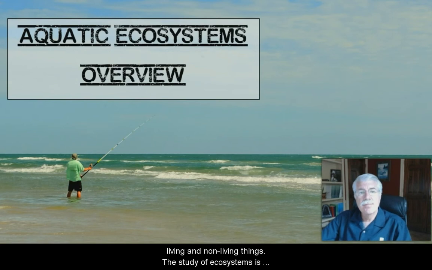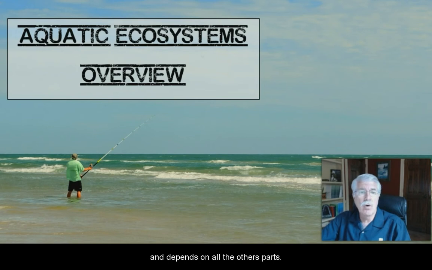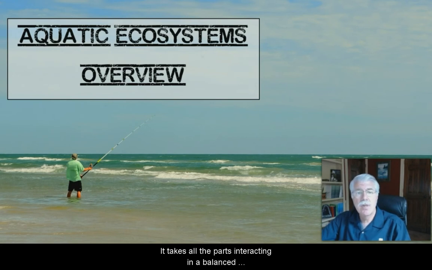An ecosystem is a complex web of relationships between living and non-living things. The study of ecosystems is known as ecology. The biotic parts of an ecosystem are the living components, such as the communities of plants and animals. That includes us humans. The abiotic parts are the non-living components, including sunlight, air, water, temperature, minerals.